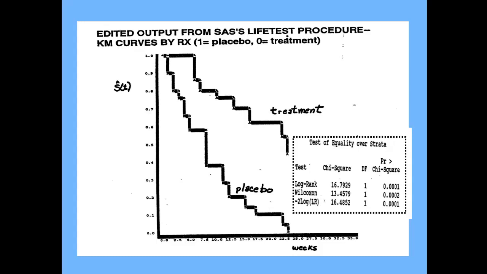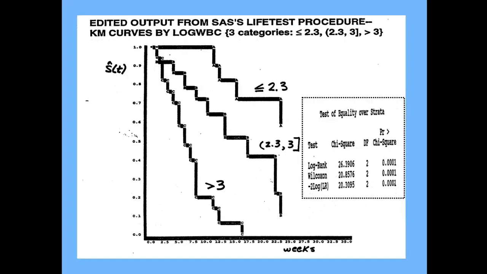But, okay, that's okay. Now, look at this one. These are the Kaplan-Meier curves for the 3 log white blood cell categories, log white. What about that?